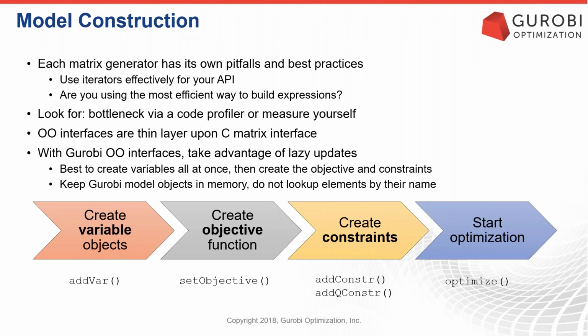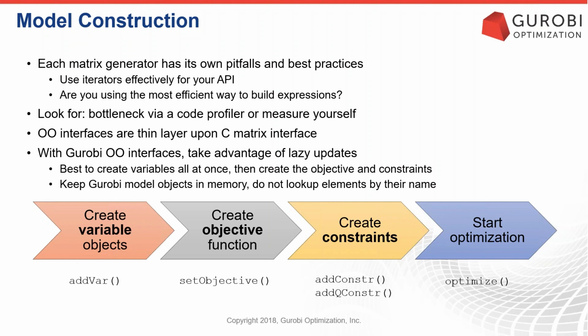In fact, you could also switch these. You can also create your constraints and then set your objective function. That shouldn't make any difference. But the general idea is do not go back and forth. Create the variables at first, and then you go from there.